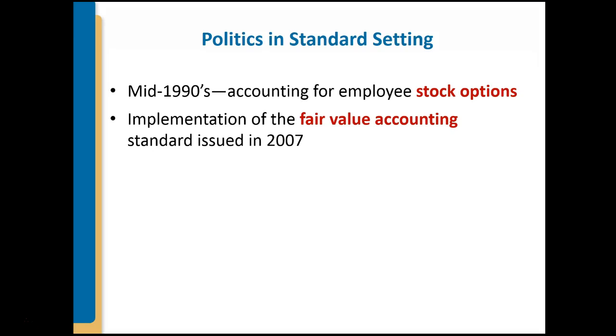Many companies, a lot of high-tech companies, had been compensating employees with stock options. They applied a lot of pressure politically against this proposal, and eventually FASB backed down and required only disclosure of options-related compensation expense in the notes to the financial statements. Now, 10 years later, this issue has resurfaced in a more amenable political climate, and FASB issued a standard requiring expense recognition as originally proposed. Another example of the political process in standard setting is the controversy surrounding the implementation of the fair value accounting standard that was issued back in 2007.